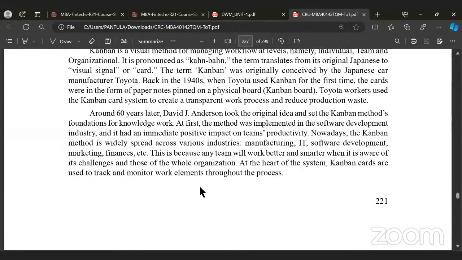visual signal. So here, the visual signals are called Kanban, originally conceived by the Japanese car manufacturing company Toyota in the 1940s. Kanban was first used with cards in the form of paper pinned on physical boards. That is the Kanban board.